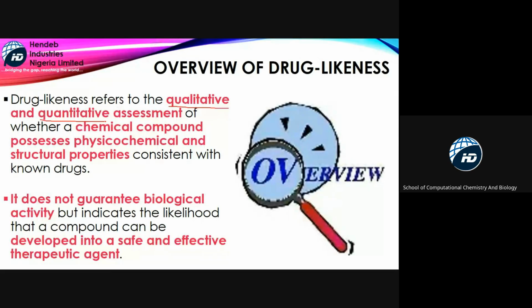Because a drug has a model: for you to be a drug, there are certain criteria you must possess, you must pass before you can become a drug. Those criteria are called drug likeness. They are criteria that make you look like a drug, because you're not yet a drug, but they make you look like a drug. So when these characters are not found in you, you're not drug-like.